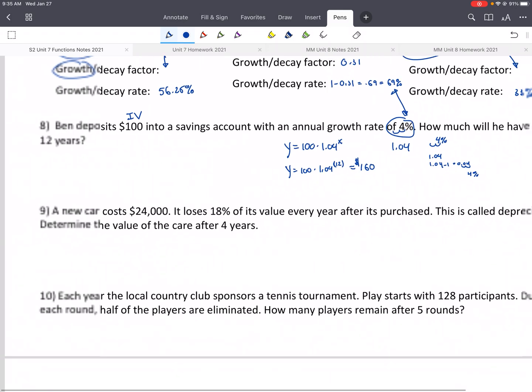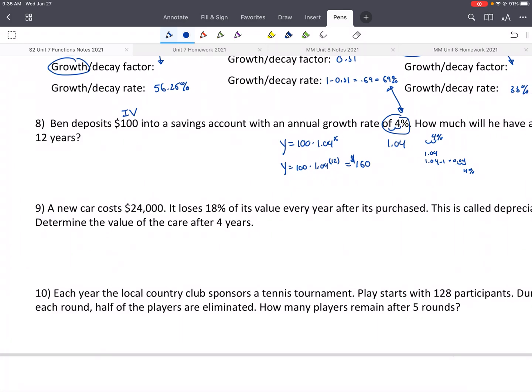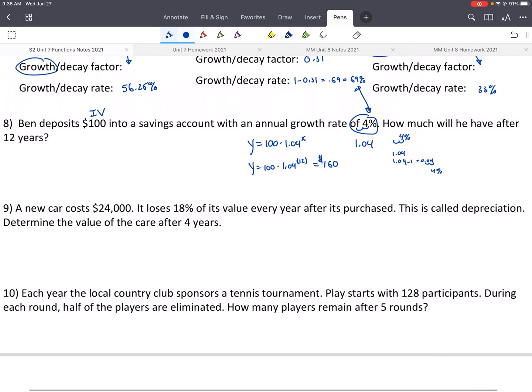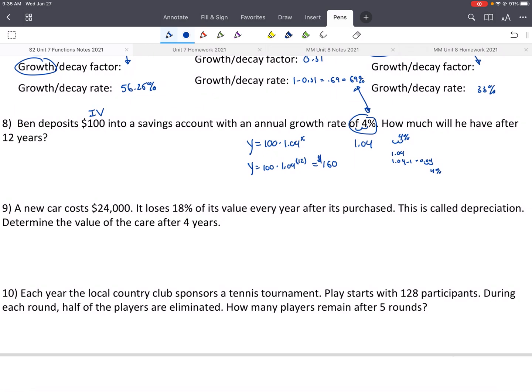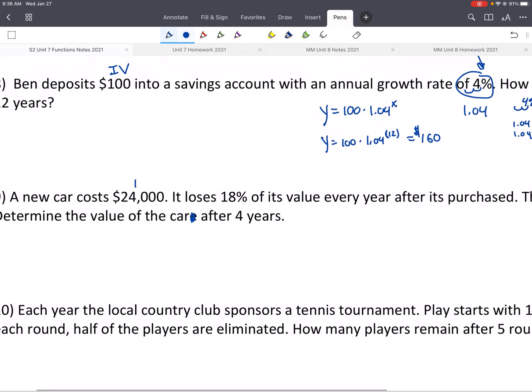All right. A new car costs $24,000. It loses 18% of its value every year after it's purchased. This is called depreciation. Determine the value of the car after 4 years. Okay, so again, this is going to be initial value. This would be our decay, because it decreases every year. So that's a decay rate.